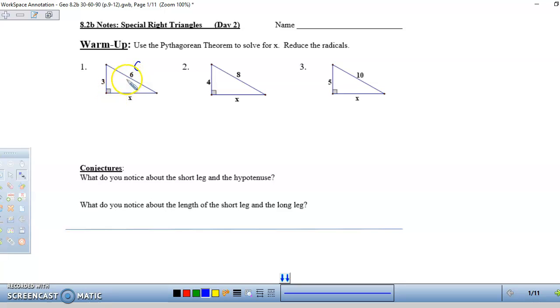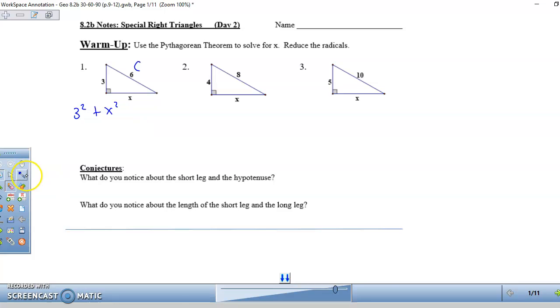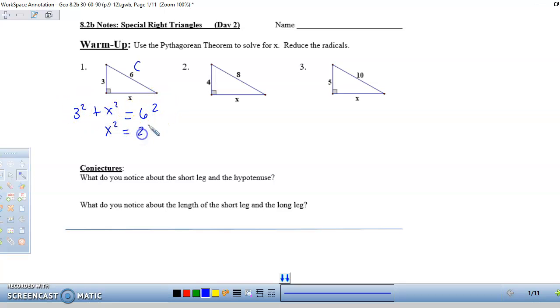But again, the hypotenuse is across from the right angle. So 3 squared plus x squared equals 6 squared. Okay, so x squared, and I'm going to skip some steps, but 36 minus the 9 is 27. So x is the square root of 27. Now, a perfect square that goes in there is 9 times 3. Square root of 9 is 3, so you get 3 root 3.